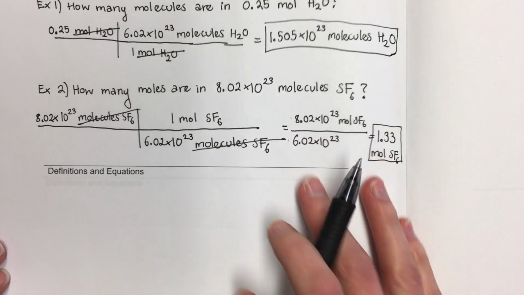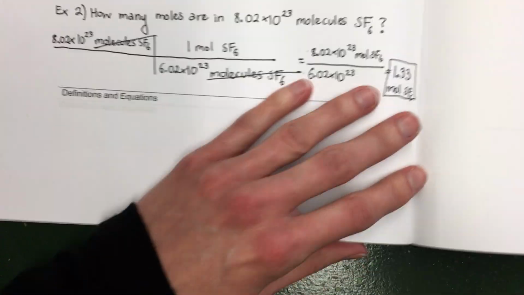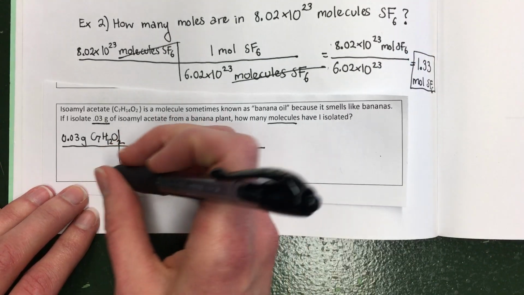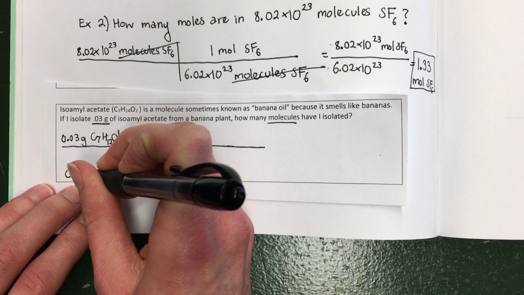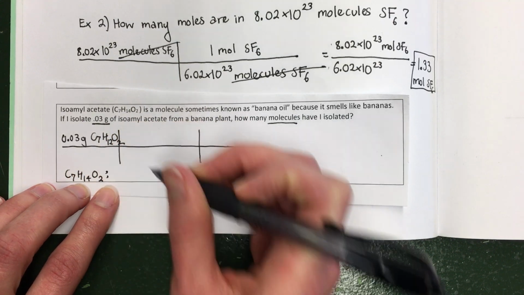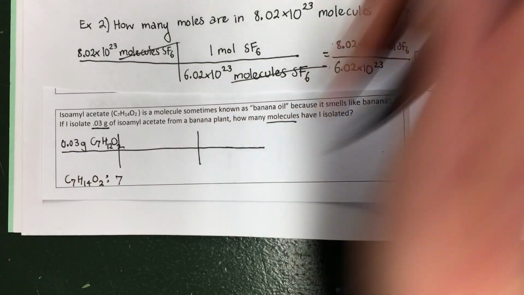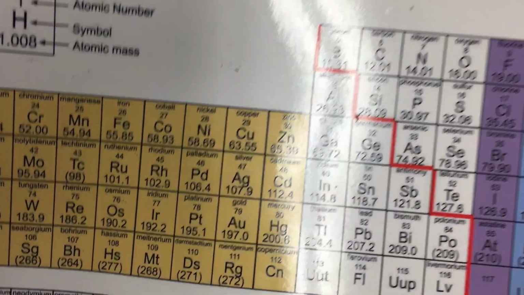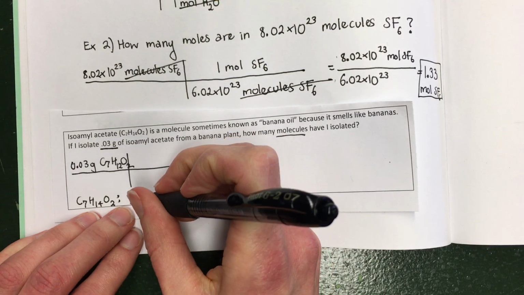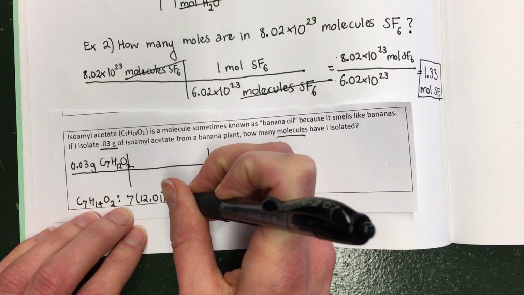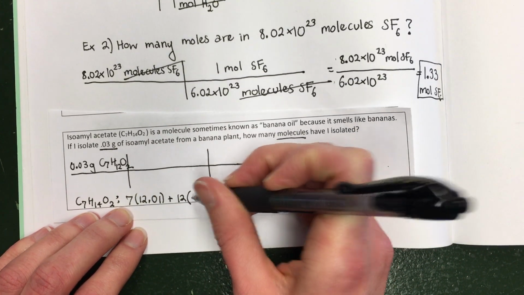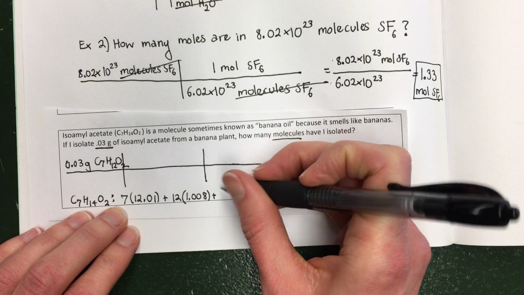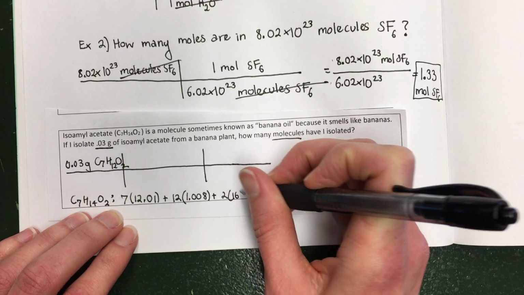So that means that I need to calculate the molar mass of isoamyl acetate. So I'm going to do that down here. C7H12O2. There's 7 carbons, so I have to look at carbon on the periodic table. Carbon is number 6. Its molar mass is 12.01. So we're going to do 7 times 12.01 plus 12 times hydrogen, which is 1.008. You can look that up if you want to, or just trust me. And there's 2 oxygens, which is 16.